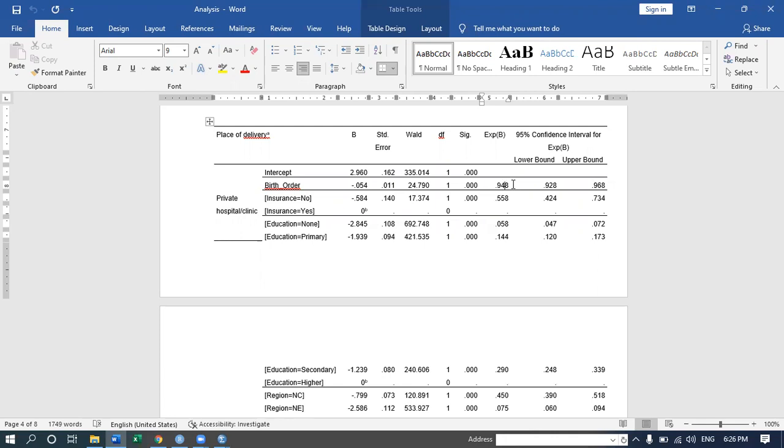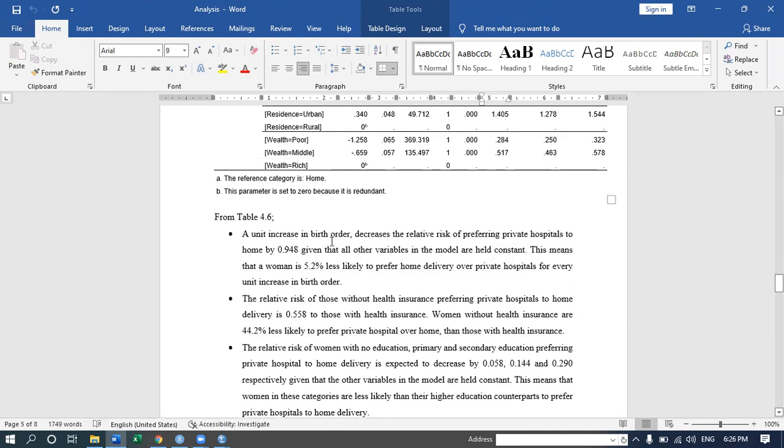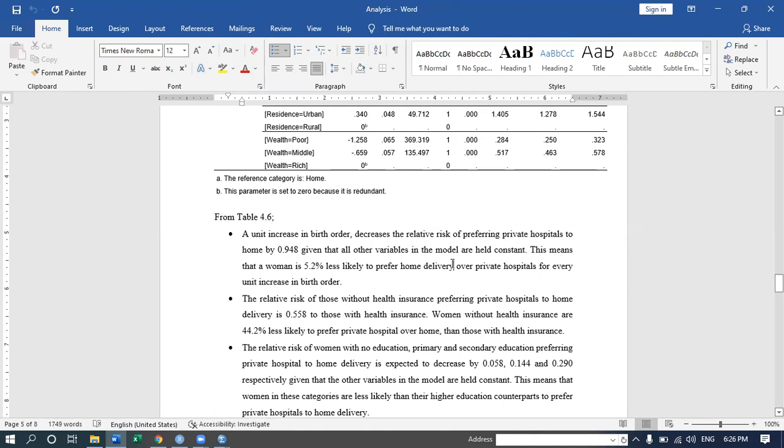For every unit increase in birth order, a unit increase in birth order decreases the relative risk of preferring private hospital to home by 0.948. This relative risk is the same thing as odds, so you are interpreting it based on relative risks or odds. So a unit increase in birth order will decrease the relative risk of preferring private hospitals to home by 0.948, given that all other variables in the model are held constant. Since we are interpreting each of the variables one after the other, all the other variables must be held constant for you to interpret the other one. So you must state that condition.